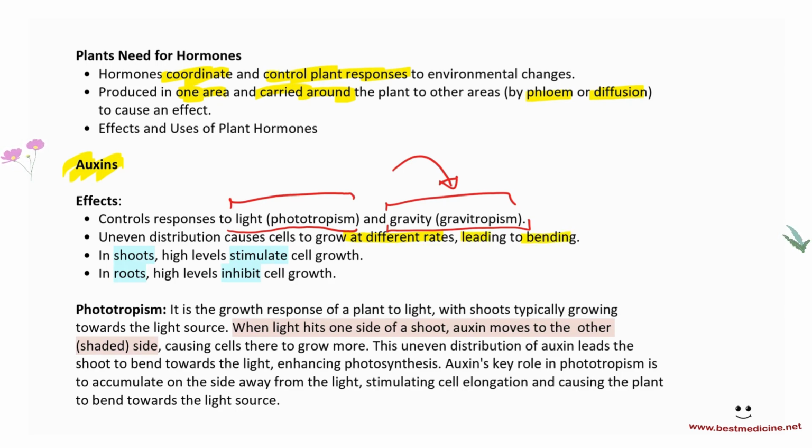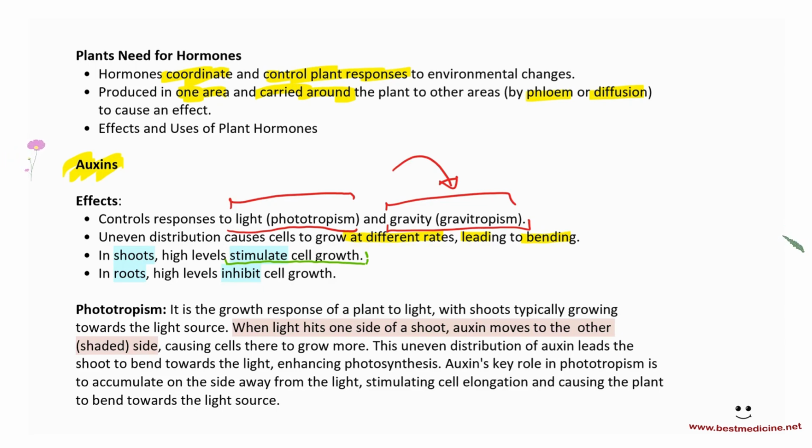Now here's the thing, something very important you need to know is that in shoots, high levels of auxins are going to stimulate cell growth. Okay, so in shoot cells that are specific to auxins, when they sense auxins, they stimulate cell growth. They start dividing by mitosis.